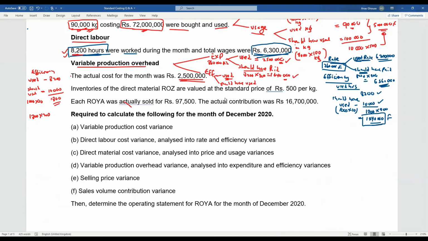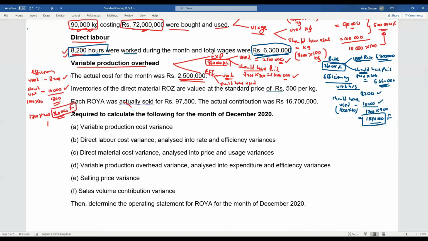1,800 times 200, so 360,000. Is it adverse or favorable? Because we used 8,200 hours. Our plan was to use 10,000. Therefore, it's good. It's a favorable variance. So expenditure variance was adverse, whereas efficiency variance, variable production efficiency variance, is a favorable variance.